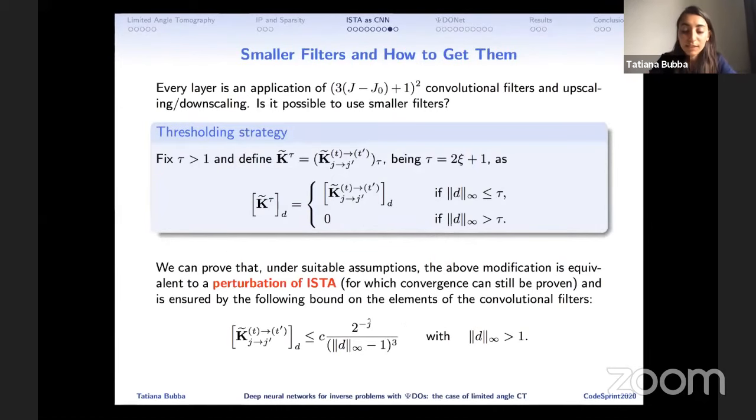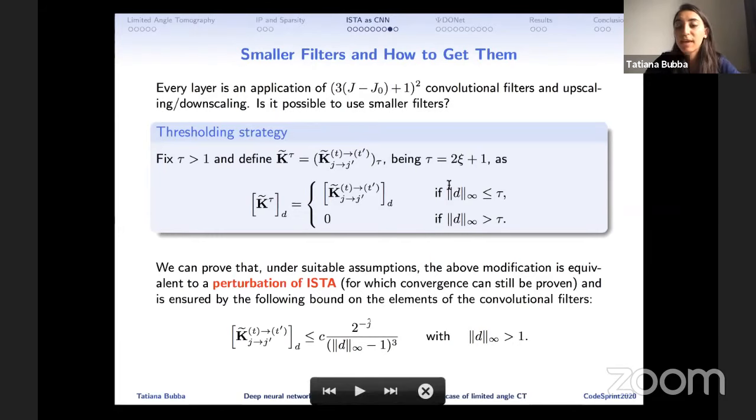So the last thing is that if you notice, while I was giving you details of how to perform these convolutions, these filters are really, really large, and this is not the custom in machine learning, mostly because this implies a lot of storage needs and slows down the operation quite a lot. But it can be proven that we can carry out some sort of thresholding, though this word thresholding is a bit of an abuse of language.